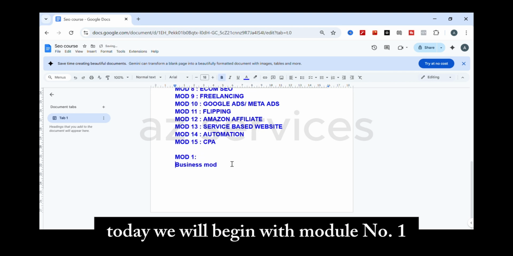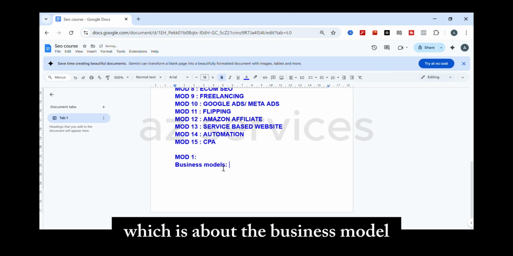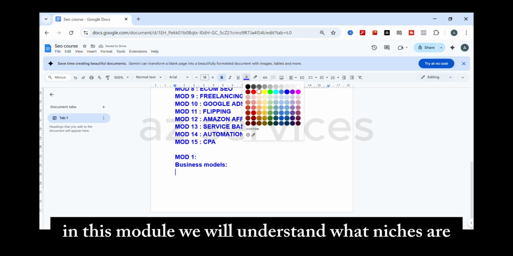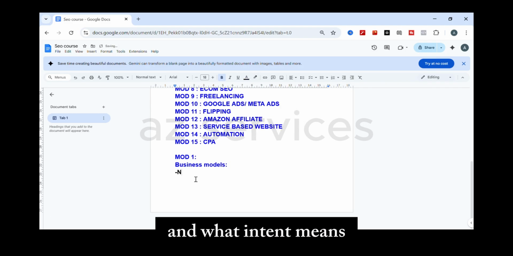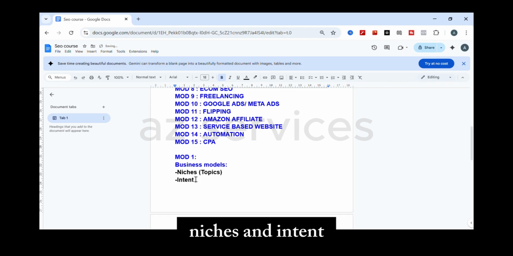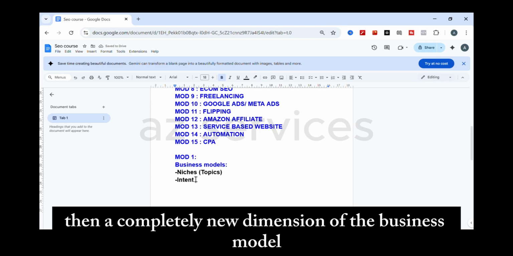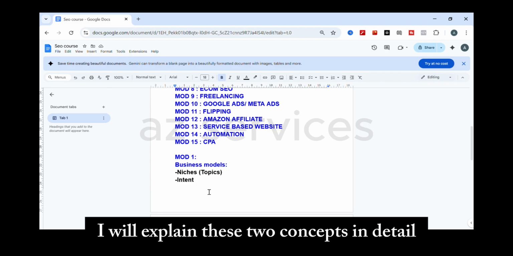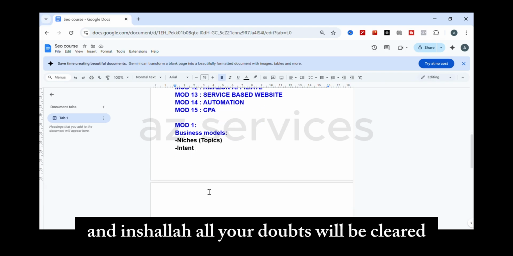Today we will begin with module number 1, which is about the business model. In this module, we will understand what niches are and what intent means. If we can understand these two things clearly, niches and intent, then a completely new dimension of the business model will open up for us. I will explain these two concepts in detail, and inshallah, all your doubts will be cleared.